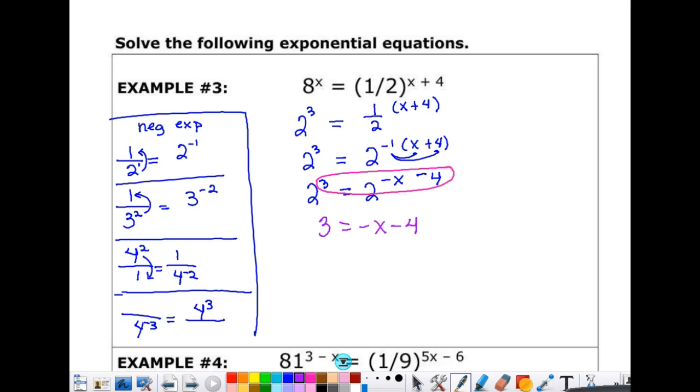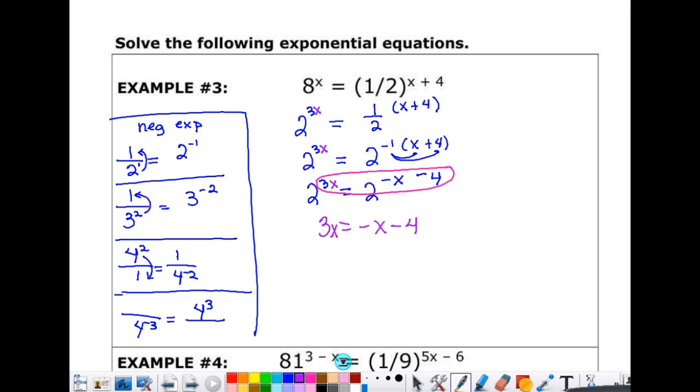Wait, what did I do wrong? Did I do something wrong? Oh, you know what I did? I did what I did last period. What did I forget to do? Bring down the x. So bring down the x. I was like, wait a minute, that's not the way it looked. Yeah, well, I just bring it down.